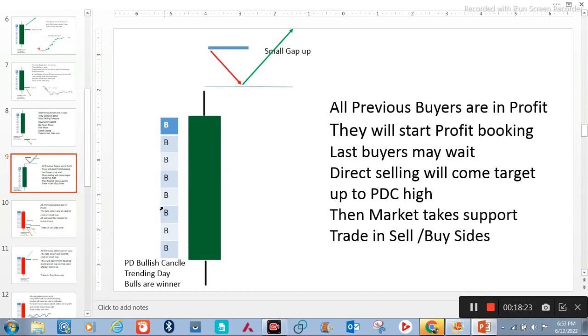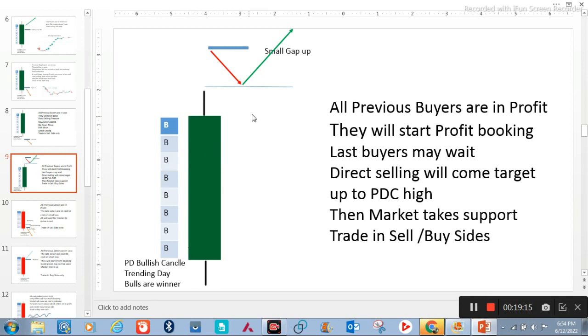When they start booking their profit, they have bought here and now they want to sell. When they place the sell transaction, the market will start coming down, coming down, coming down. As and when these buyers start booking, sell orders will keep coming. Up to what level? Last buyers may wait. Direct selling will come, with the target up to the previous day high. This is the previous day high. We have to sell up to here. Majority of them will start booking the profit.